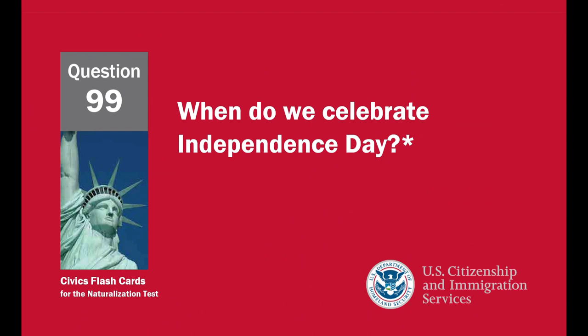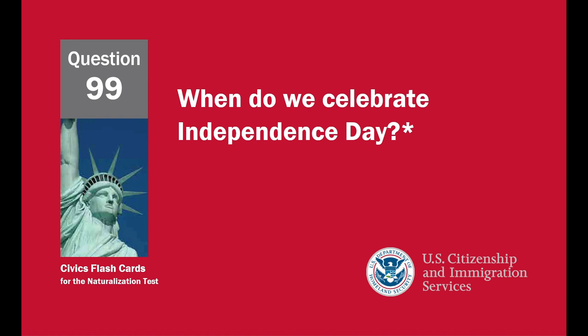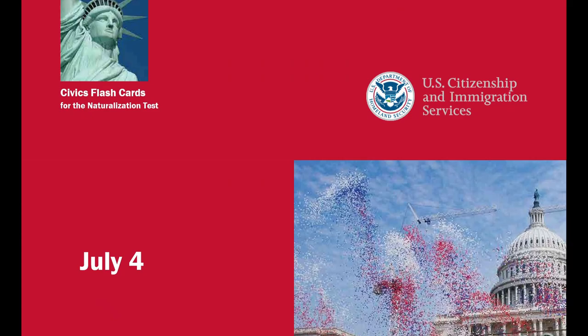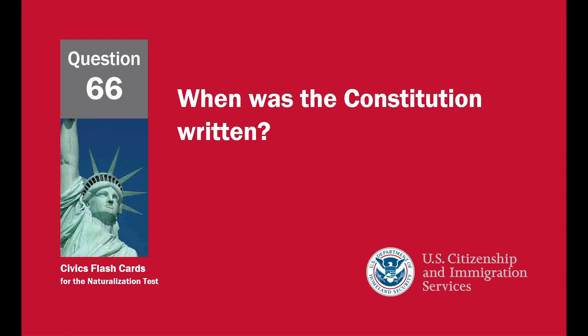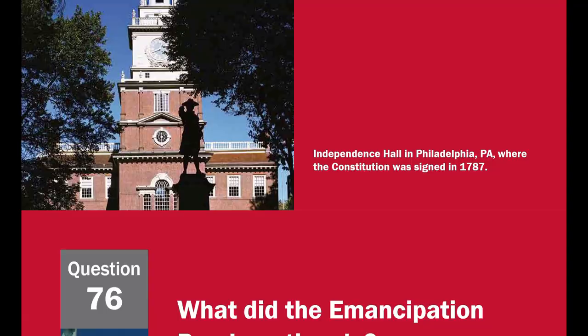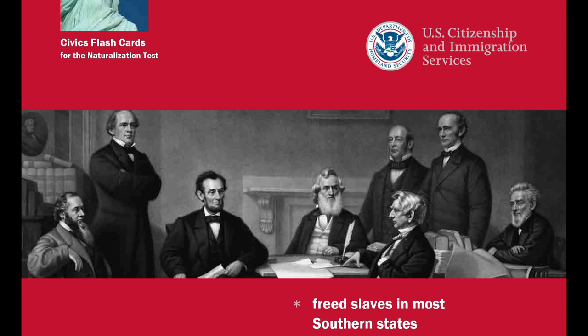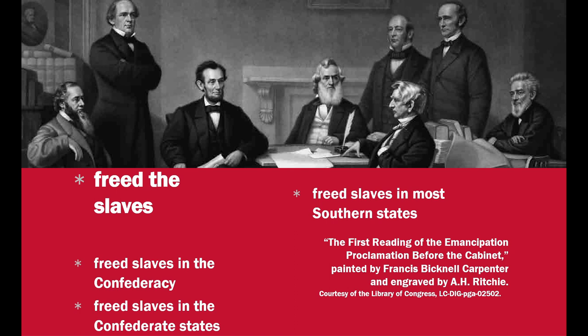When do we celebrate Independence Day? July 4th. When was the Constitution written? 1787. What did the Emancipation Proclamation do? Freed the slaves.